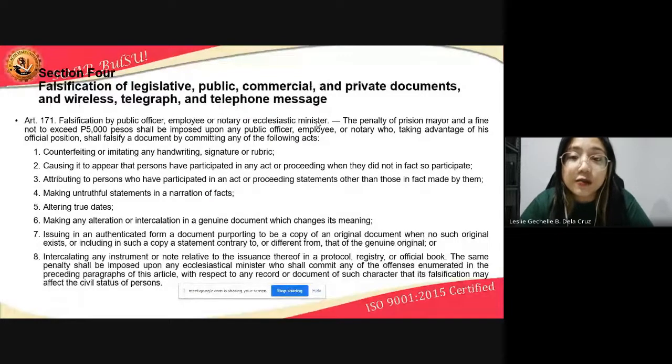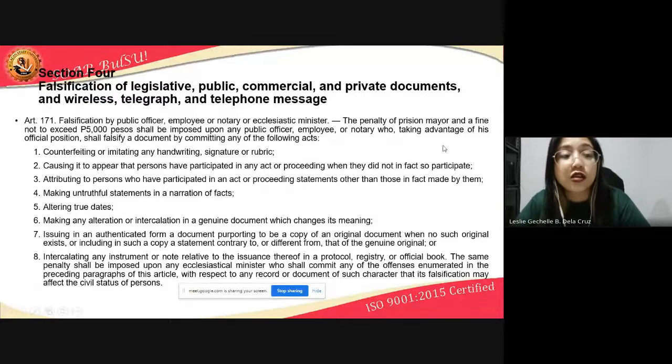The same penalty shall be imposed upon any ecclesiastic minister who shall commit any of the offenses enumerated in the preceding paragraphs of this article with respect to any record or document of such character that its falsification may affect the civil status of persons. Kasi nga, yung mga pare, mga ministro, nagkakasal sila. Kaya maaaring kung fake ang document, kung falsified ang isang document, it may affect the civil status of persons. Married pala siya. Diba? O kaya annulled pala siya. Yun, mababago.